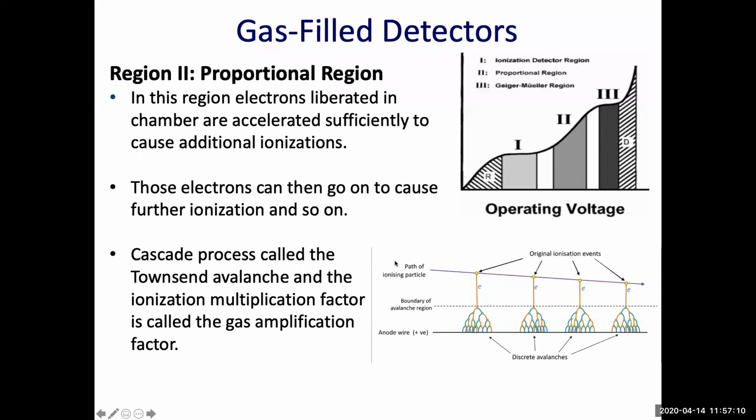So when an ionizing particle passes through the gas, it creates ions, as we said, an electron and a positive ion. The electron goes to the anode, interacts with other atoms inside the gas, and produces other ions. The electron produced from this ion will produce another ionization. So this is a kind of cascade process called the Townsend avalanche. And the ionization multiplication factor is called the gas amplification factor.